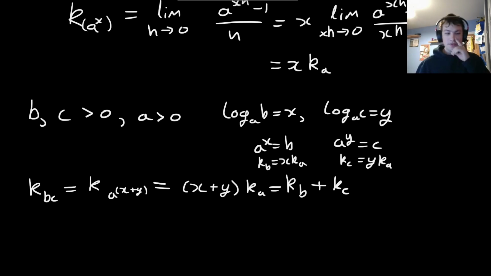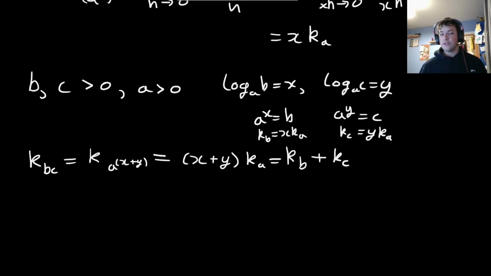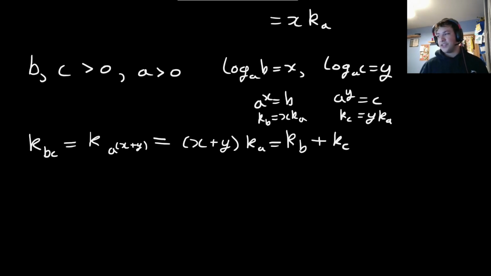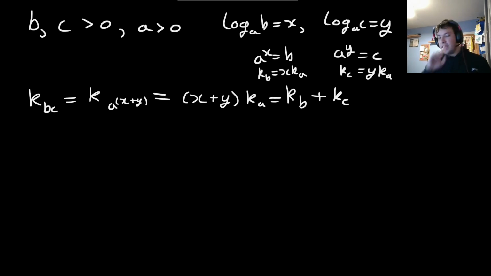So K has this property where when you multiply two arguments together, you add the results, which probably spoils it for a few people about what K is. But we already knew what the derivative of e to the x was as well, so with this whole video you go into it knowing the ending.